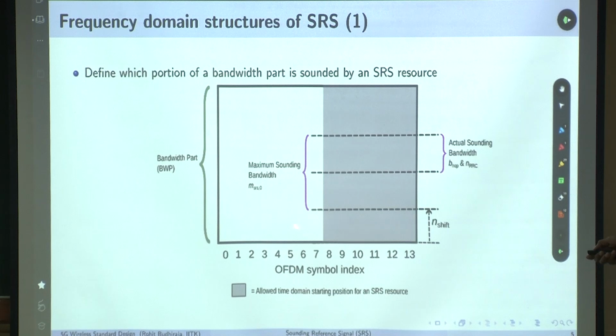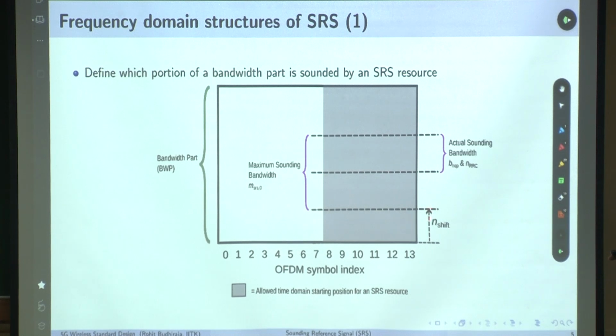So what is this M_SRS,0? This number tells you the maximum sounding bandwidth in a bandwidth part, and it's of course specified in terms of PRBs. Fine. So this is basically the maximum sounding bandwidth.